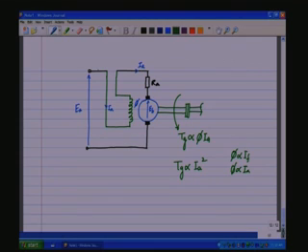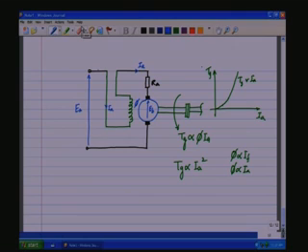So, therefore, if we look at the load torque characteristics with respect to Ia, we see that this starts having a hyperbolic shape, Tg versus Ia in the case of the series motor.